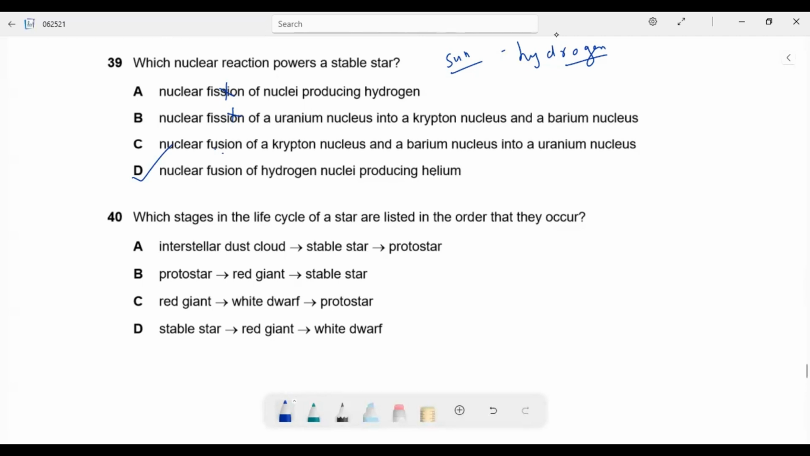Next, which stages in the life cycle of a star are listed in the order that they occur? So the right answer is D, that is stable star, like our sun. So it fuses hydrogen with helium in its core. So as the stable star exhausts its hydrogen fuel, it expands as a red giant. Eventually, the red giant sheds its outer layers and the core contracts to become white dwarf. This is the correct sequence.